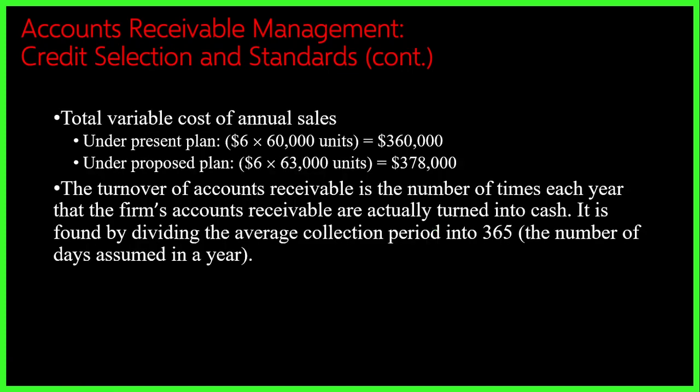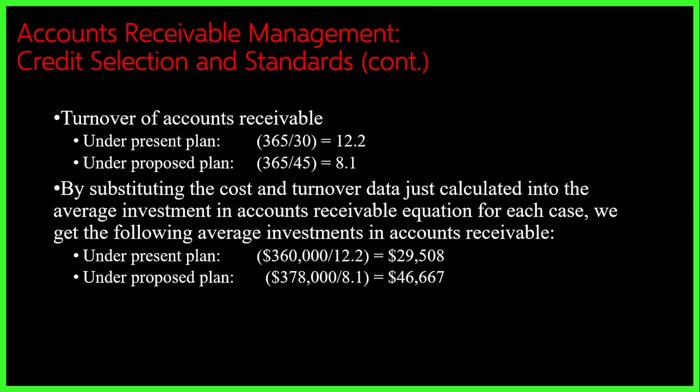Now, let's continue. So, your total variable cost of annual sales originally was 360. Now, in the proposed plan, you have 378. Okay, so from there, using 365 as your average collection period, you will now be able to compute for the increase in accounts receivable. Using the following turnovers, 365 over 30, that's the old one, versus the new turnover, which is 8.1, we use that to divide the 360 and 378. This is our investment in terms of variable cost.